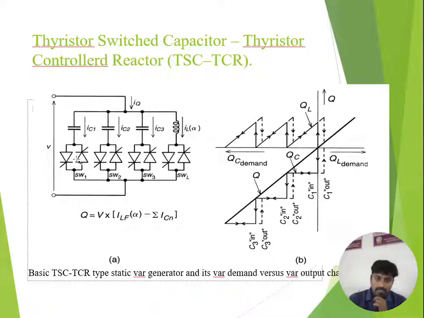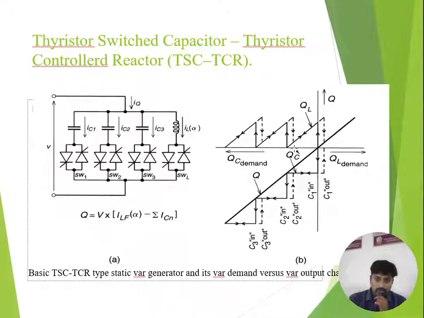The capacitor is injecting capacitive reactive current, capacitive reactive power, into the system, and you will achieve this much power. If it is connected to, you will achieve this. If the three capacitors are connected, you will achieve this power. So entire smooth operation is possible from this point to this point. This is represented as the QL value.